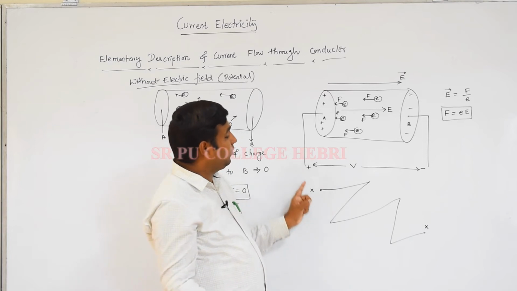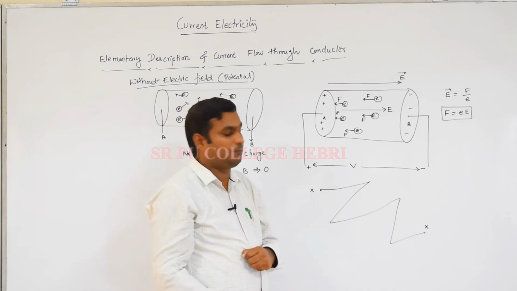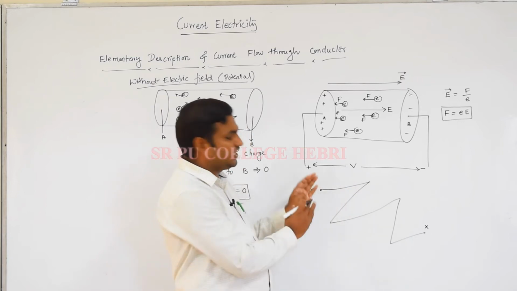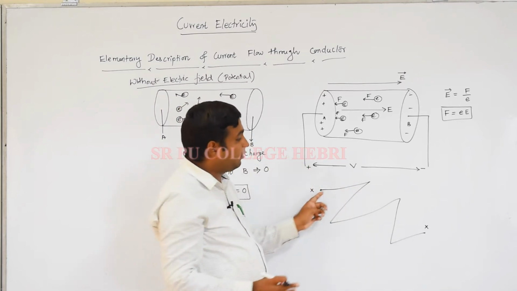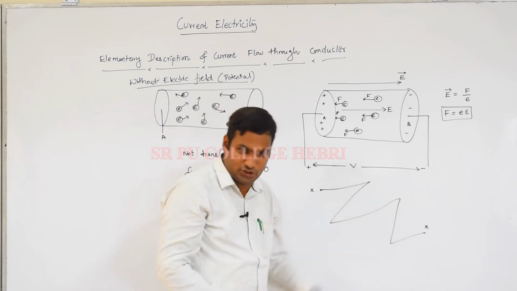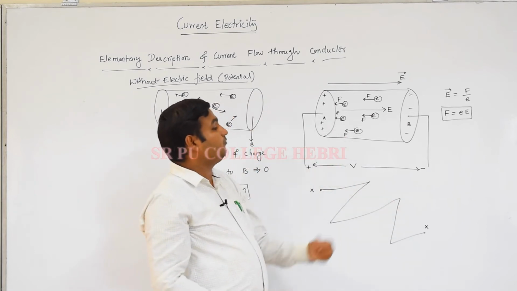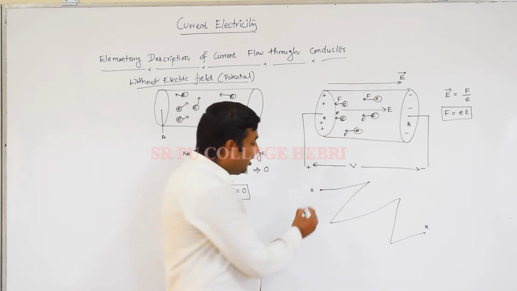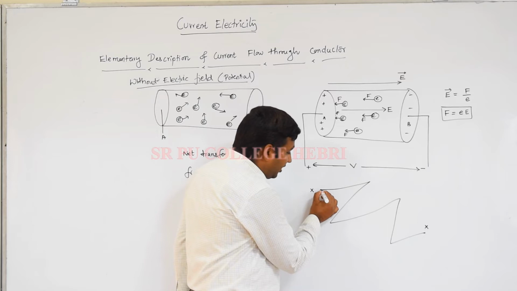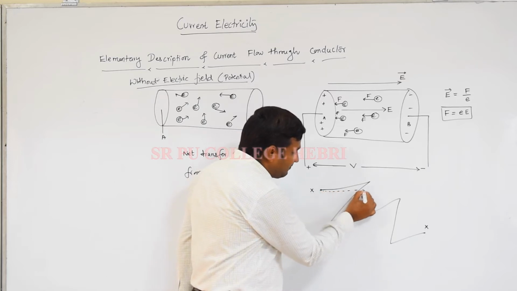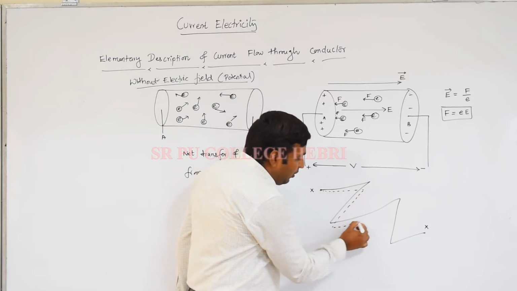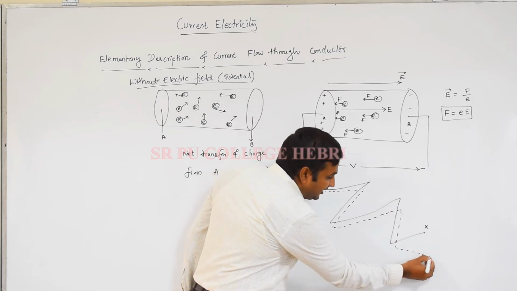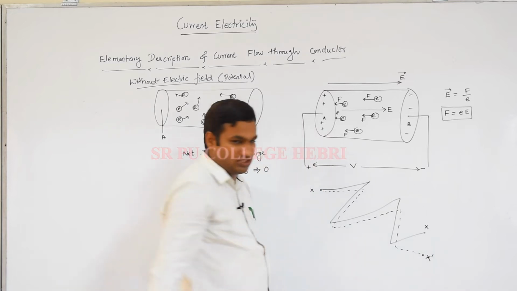Initially I said that without electric field or electric potential, the path traced by each and every electron is a zigzag path like this. By the application of potential or electric field on a conductor, the path traced by the charged particle gets shifted like this, or we call it drifted like this. It reaches a point X dash.